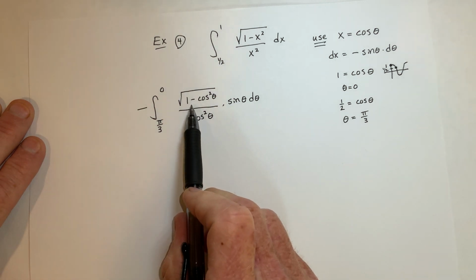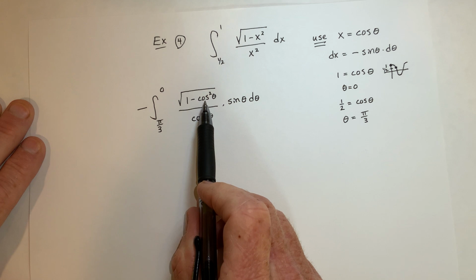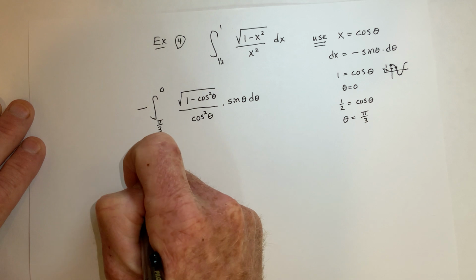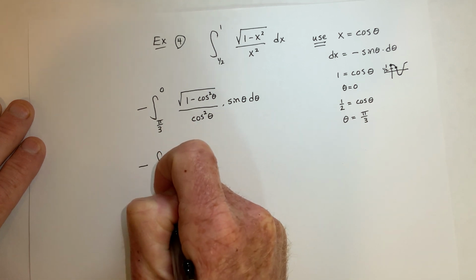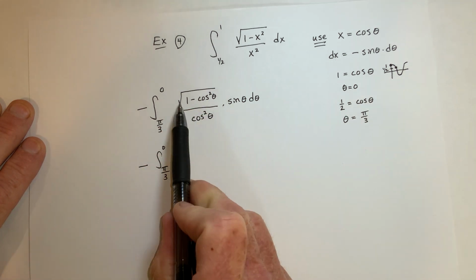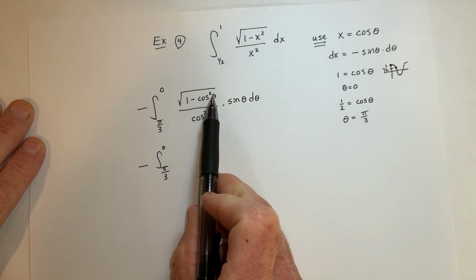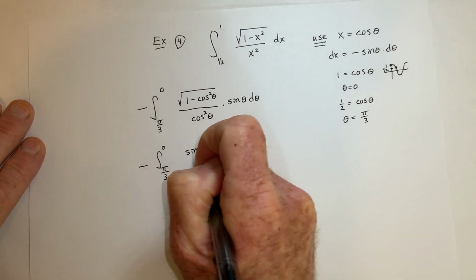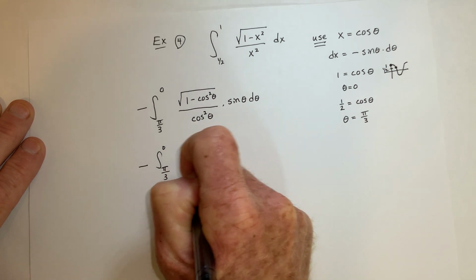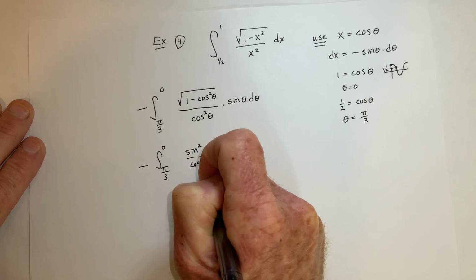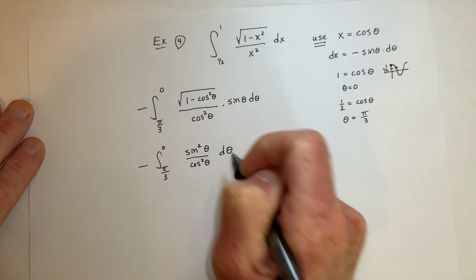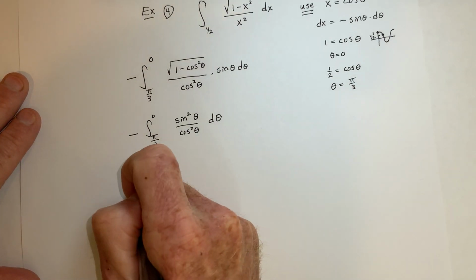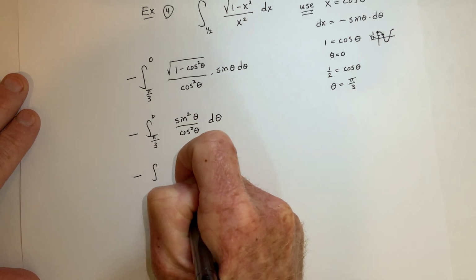Now we need to use trig identities. 1 minus cosine squared is equal to sine squared. Then take the square root of that sine squared, it's going to be a sine. So this whole square root thing just becomes sine. Then it's times another sine. So sine times sine means we've got sine squared in the numerator and cosine squared in the denominator. Well, sine divided by cosine is tangent. So that means that this one is actually tangent squared.